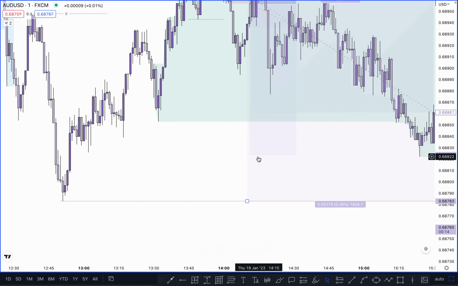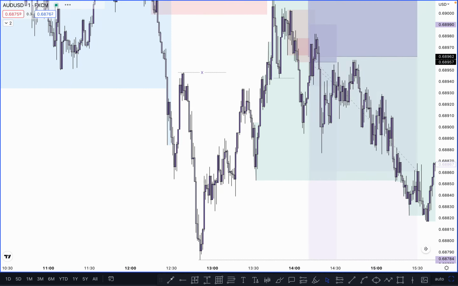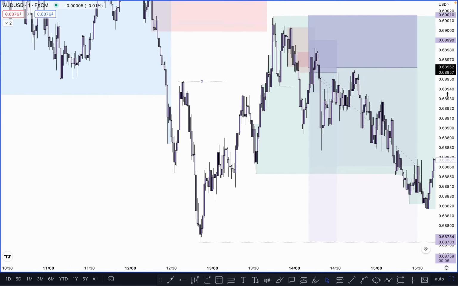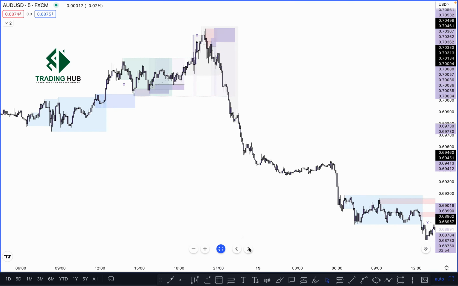The target is the same, the previous major low, which is here. And that time is 5 hours and 3 hours, almost 8 hours in one session, in the London session. So now switch again to a 5-minute time frame. Let's see what is happening here.